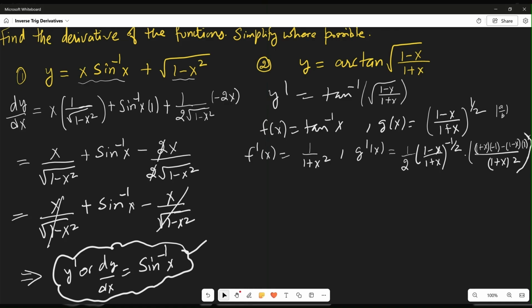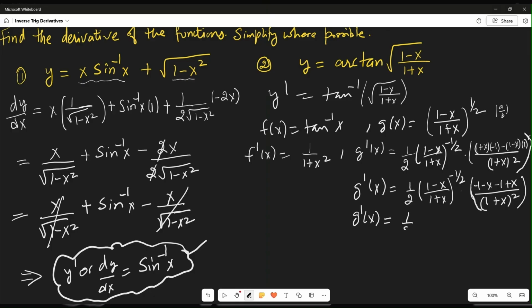This is a little tricky, but we're getting there. So inner function derivative is what? Negative 1 over 2 times 1 plus, okay, make sure negative is being multiplied here. Negative 1, negative x, negative 1 plus x over 1 plus x cubed. We're still solving the inner function.